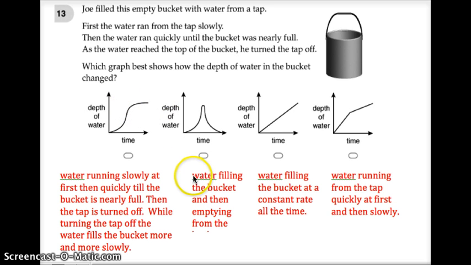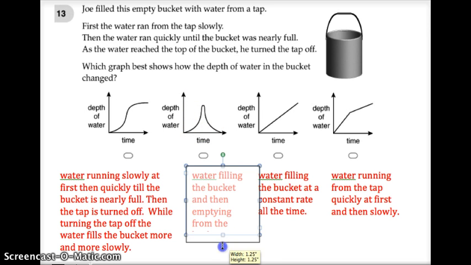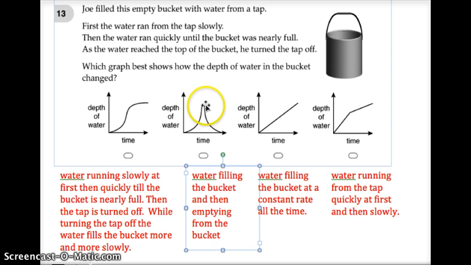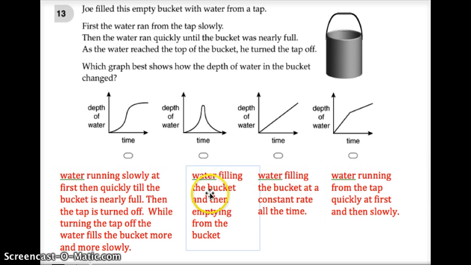Okay. In the second graph, it shows water is filling into the bucket, and then it looks like the water is being emptied from the bucket because the depth of the water is coming back down. So this obviously is not the answer, because up here in this description they don't talk about the water filling in the bucket and then emptying.